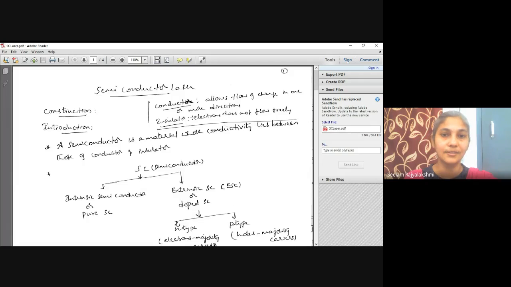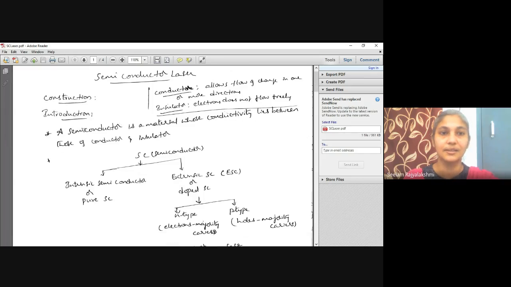And what are insulators? In insulators, electrons do not flow freely. So, semiconductor laser. Now let us see the introduction and construction part. A semiconductor is a material whose conductivity lies between those of conductors and insulators.